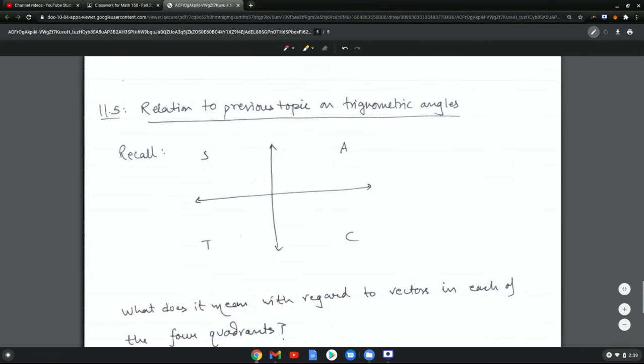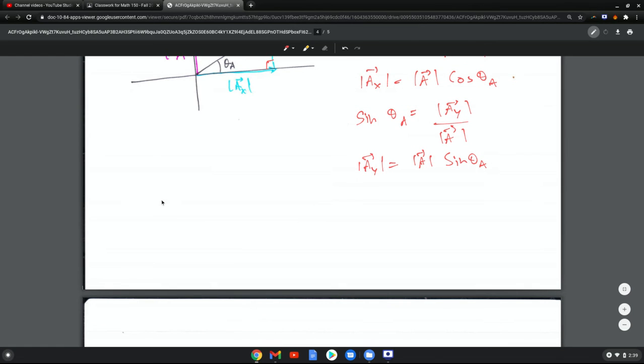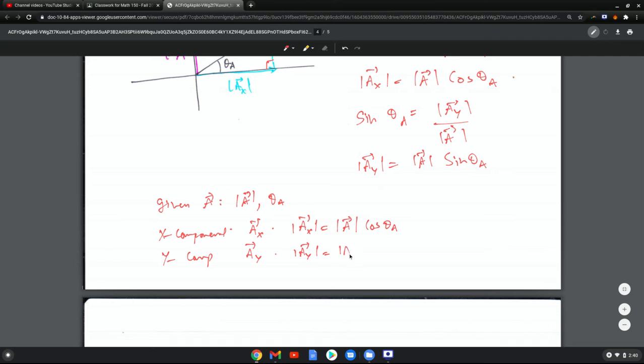In conclusion, what we have is that given a vector A, namely its magnitude and its direction, we can find the x component, which is called AX, as the magnitude of A times cosine theta A, and the y component, which is AY, as the magnitude of A times sine theta A.